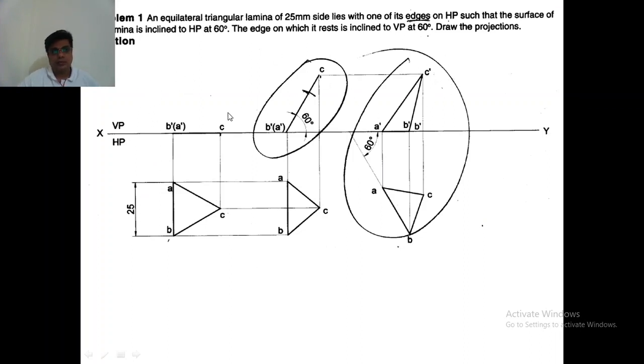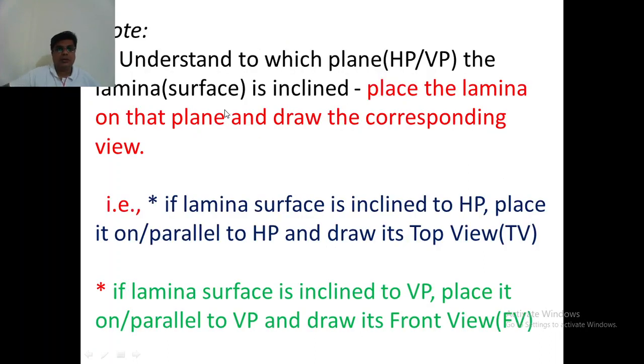So now, after understanding the problem, we'll learn how to draw this front view and top view so that you can satisfy all these conditions given in the problem. I just told you, first you have to understand these points. First, study the problem to see to which plane the surface of the lamina is inclined.